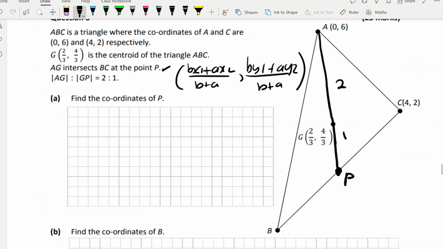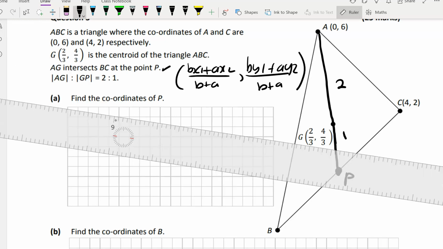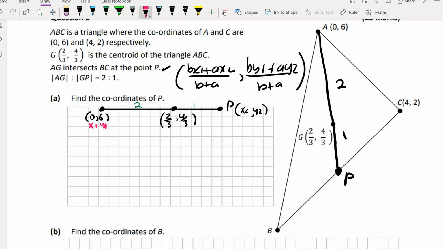Okay, so let's be very careful what we have here. I'll draw it as a straight line. I've redrawn the line A to P horizontally, with (0, 6) at one end and the point P at the other end. For our formula, either end of the line is your x1, y1 and your x2, y2. And the middle point here will be the answer.